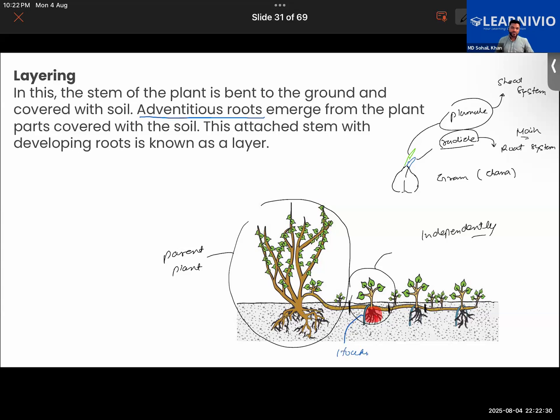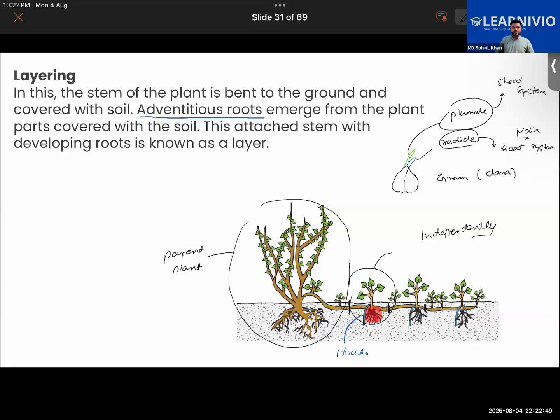Okay, so right now it's kind of difficult to give a precise percentage for how many plants are propagated vegetatively. So that was about the layering. Hope you have understood this.